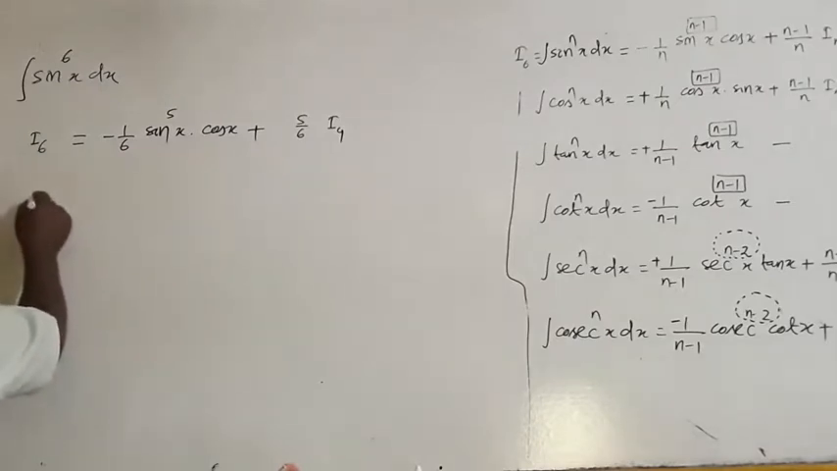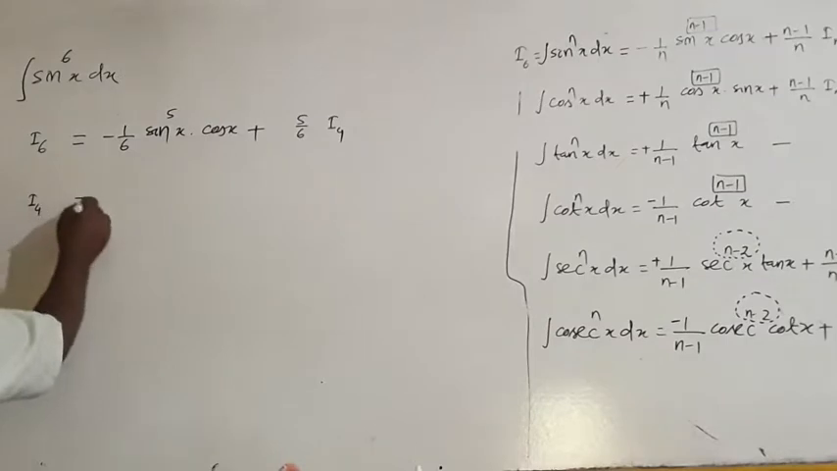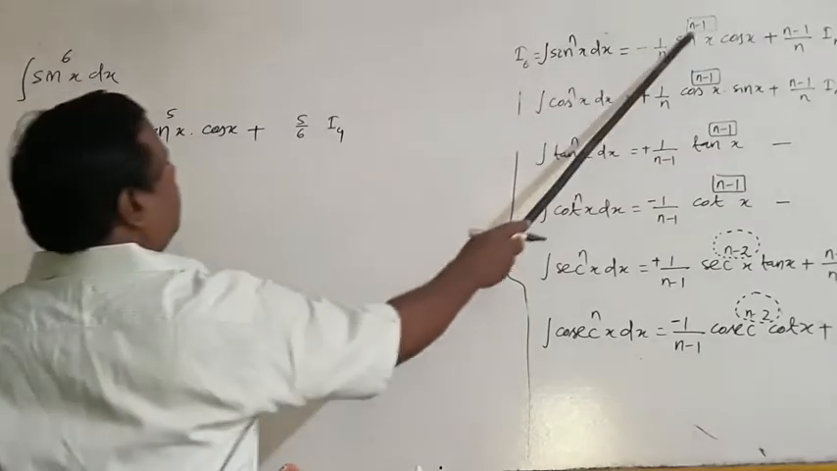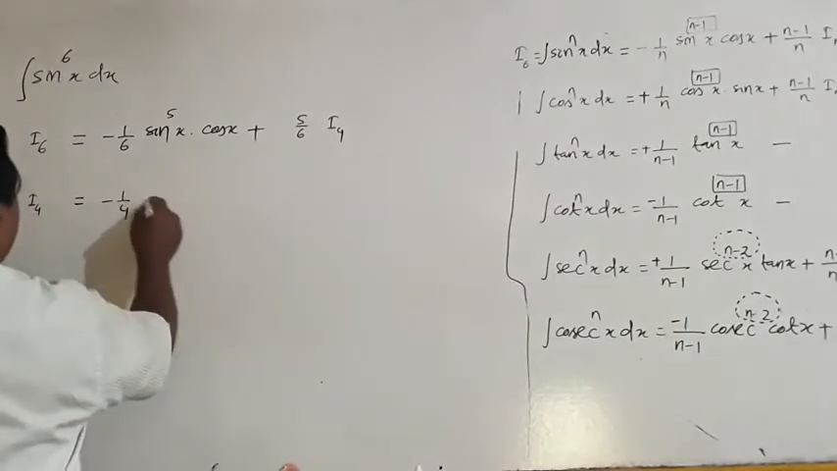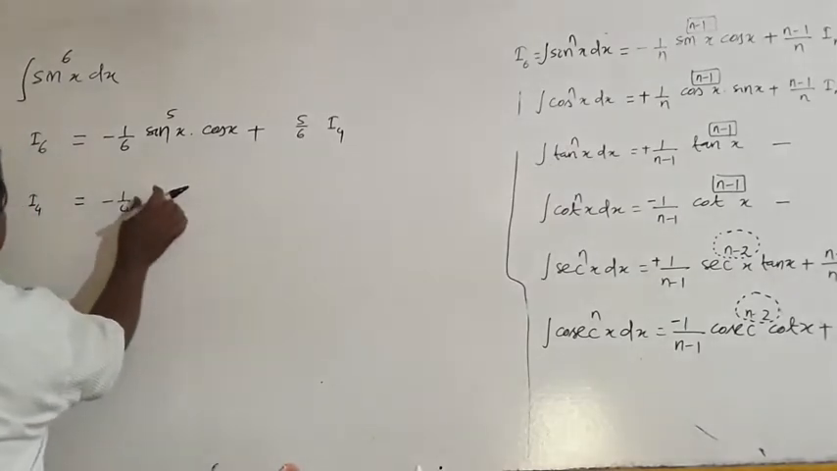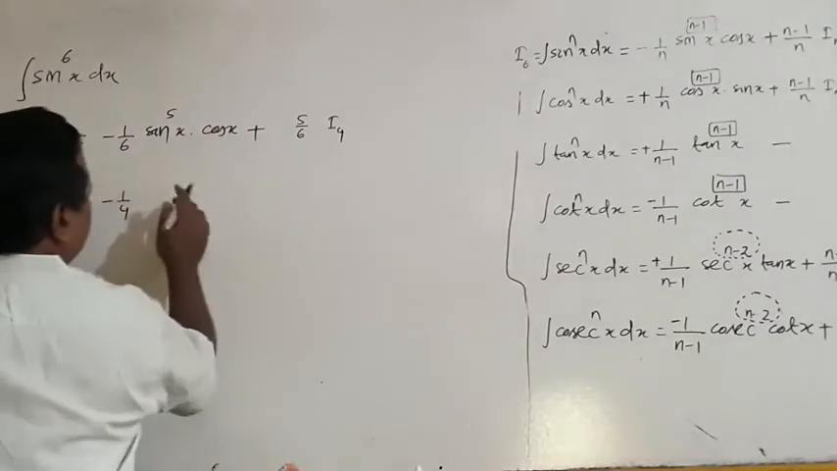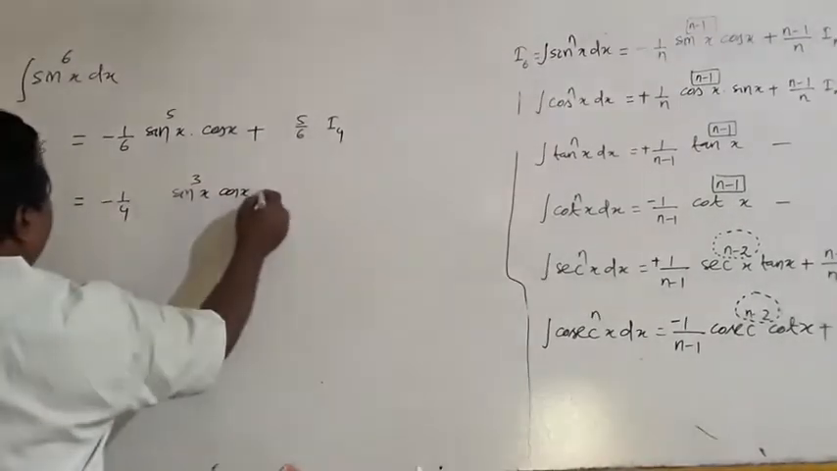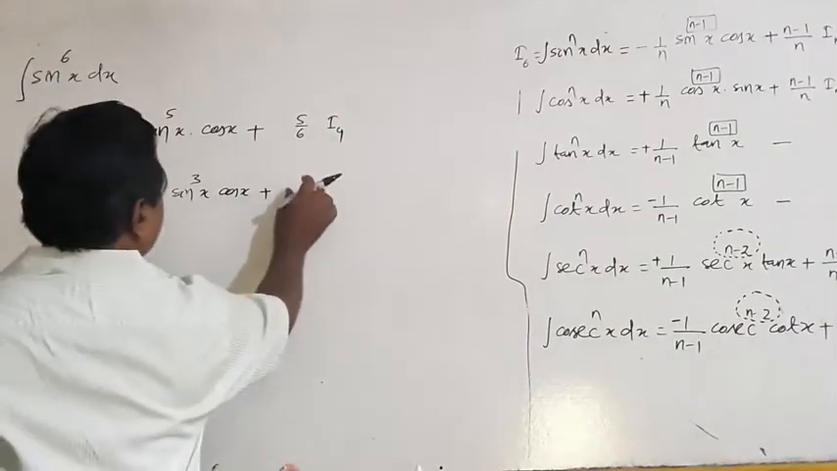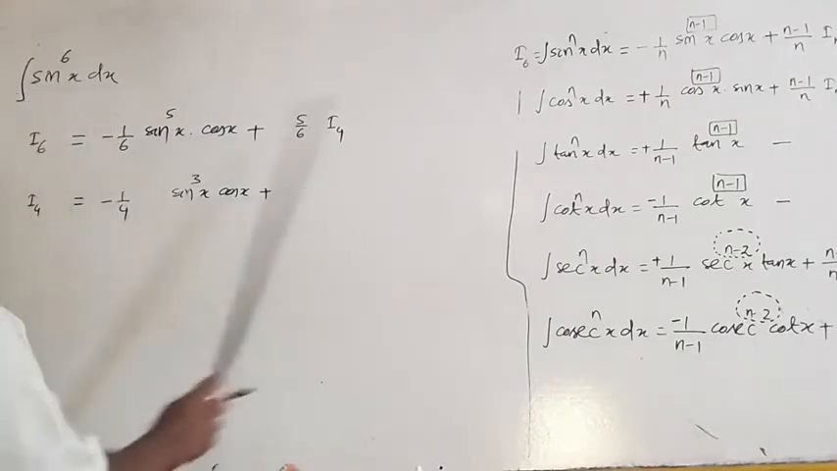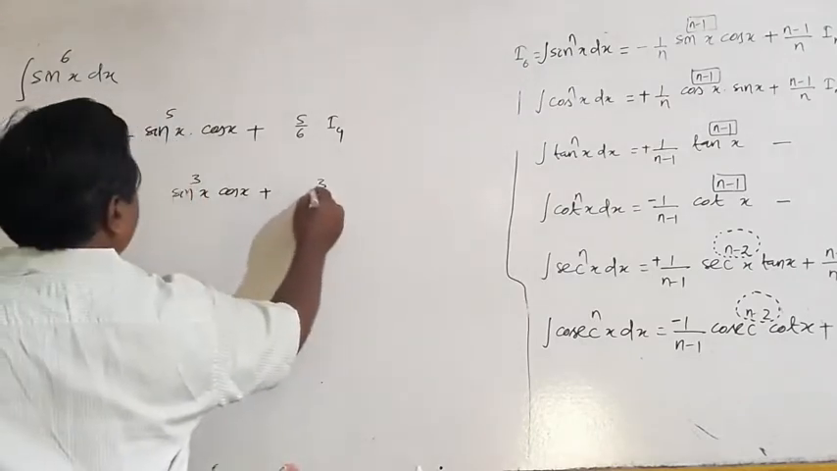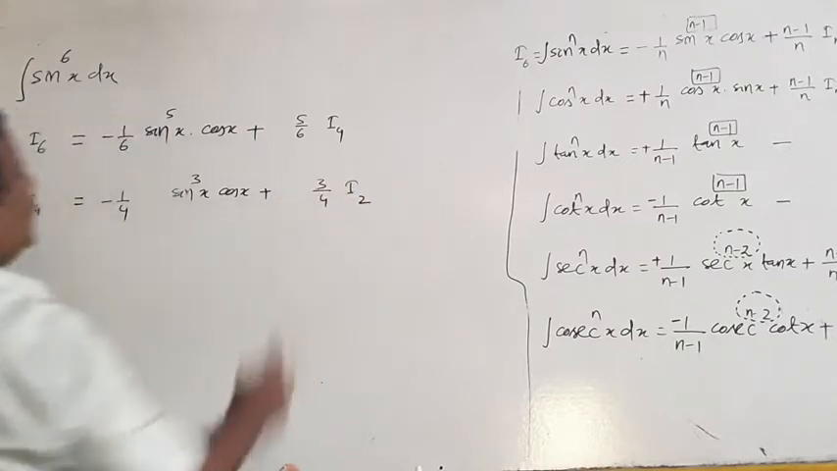Now tell me, what is I4? I4 is minus 1 by 4, sin power 3x cos x plus, give some gap here. If it is 4, then n minus 1 by n is 3 by 4, that is 3 by 4 I2. Okay.